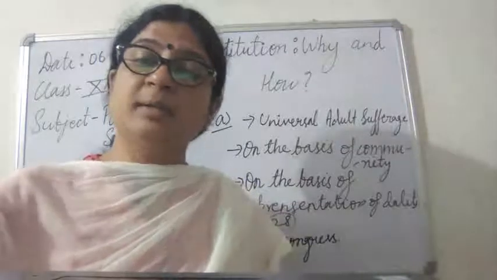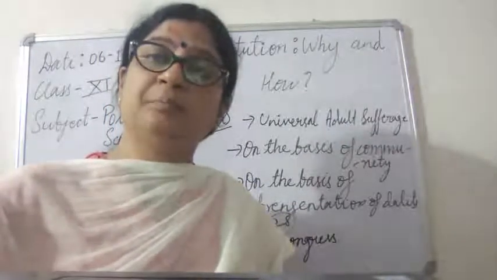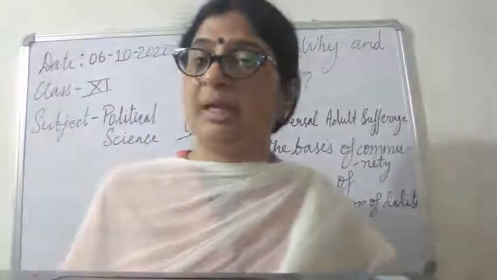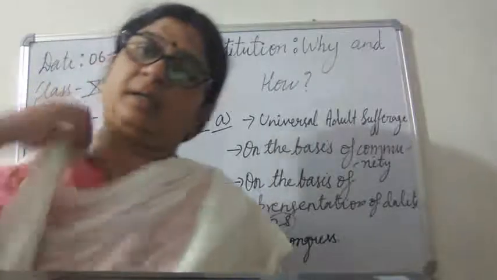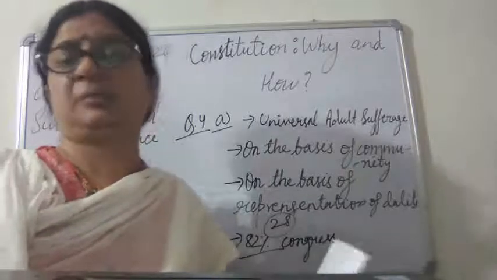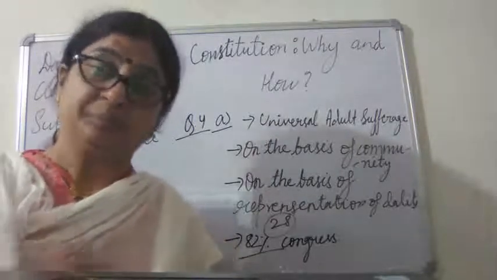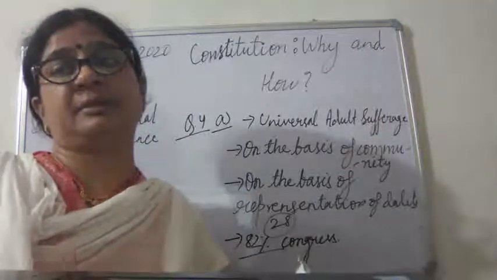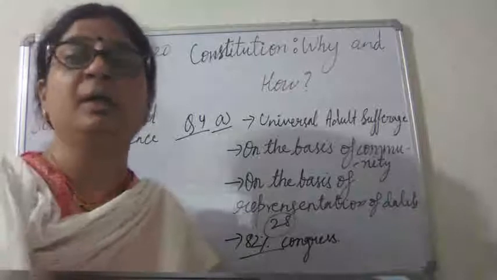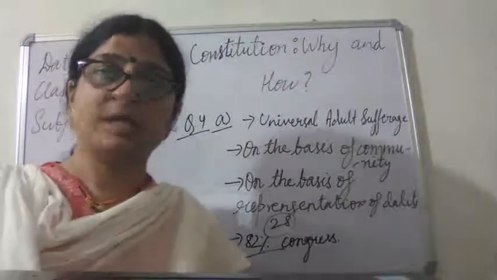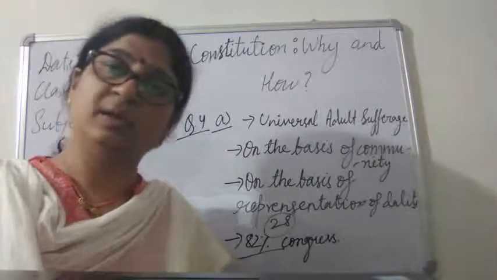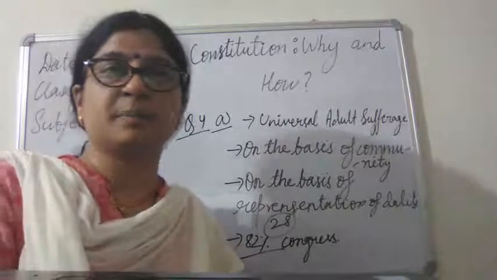Why is this correct? Because we can prove it by the Objectives Resolution which was presented by Pandit Nehru in the Constituent Assembly. In this Objectives Resolution, we find that all the basic principles were given by Nehru, what all we have to adopt. Like federalism, then parliamentary form of government, then people's rights were also discussed, and international peace and security. So there was consensus on the basic principles because we had inherited them from our national movement, what our basic principles should be.